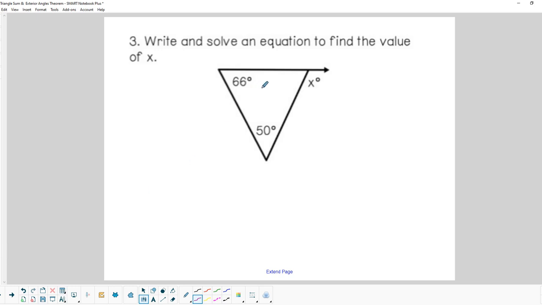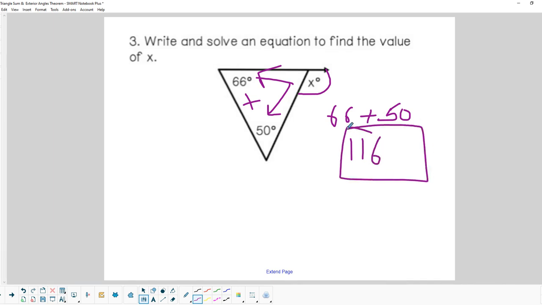Okay, let's try this one. Now, in this case, they actually don't give us the value of the exterior angle. We're going to find it by adding the two remote interior angles that are way over here on the other side of the triangle. 66 plus 50 turned out to be 116. Okay, next.